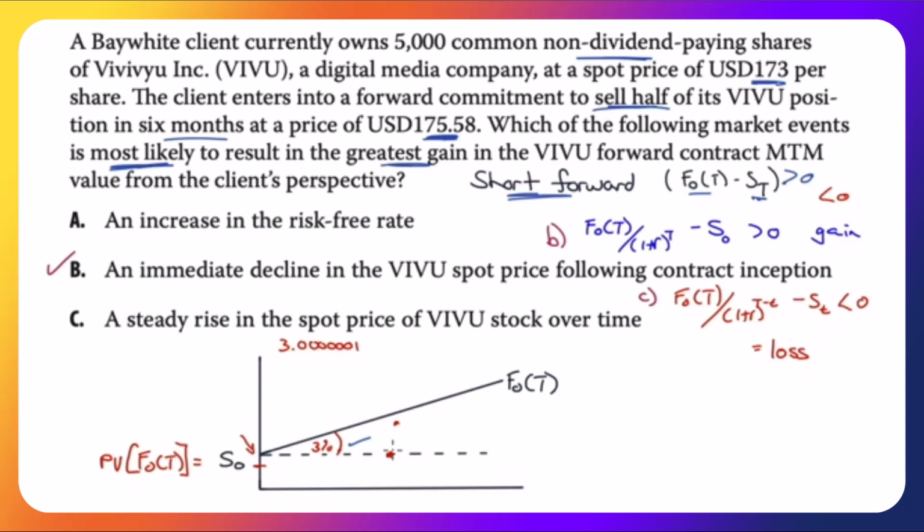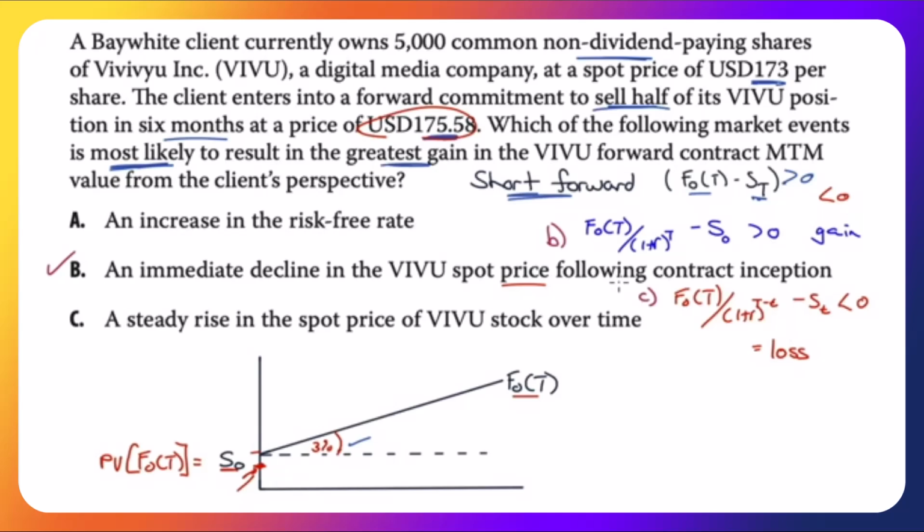B, an immediate decline in the VIVU spot price following contract inception. So let's just take some of this stuff out of the way that we wrote, and we'll remove this. And if we have an immediate decline in the price, let's say it goes to this point. Well, we know that if we take the present value of the forward price, 175.58, discounted back, we would get to S0, not the lower price. Since it is above that price, it is a gain.